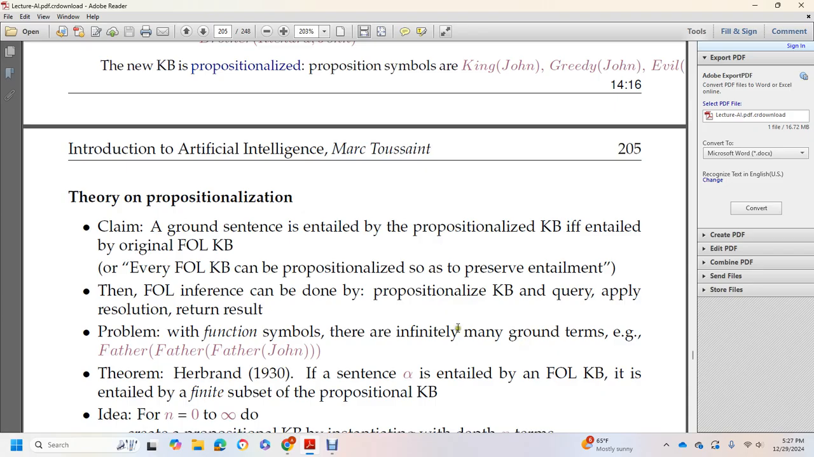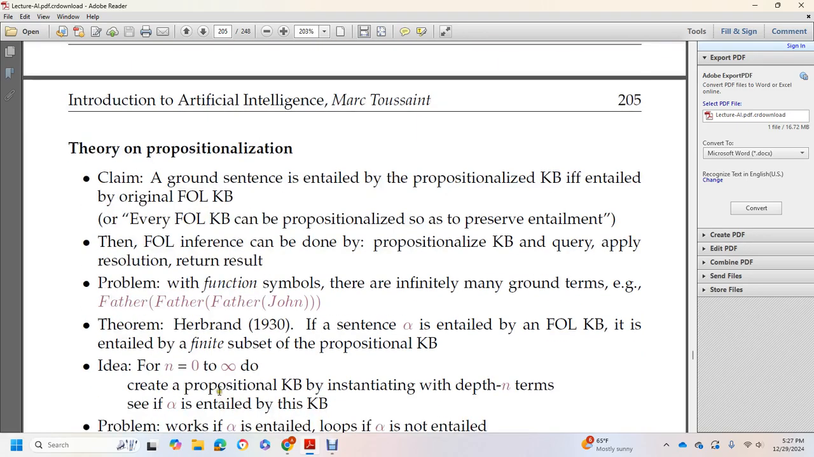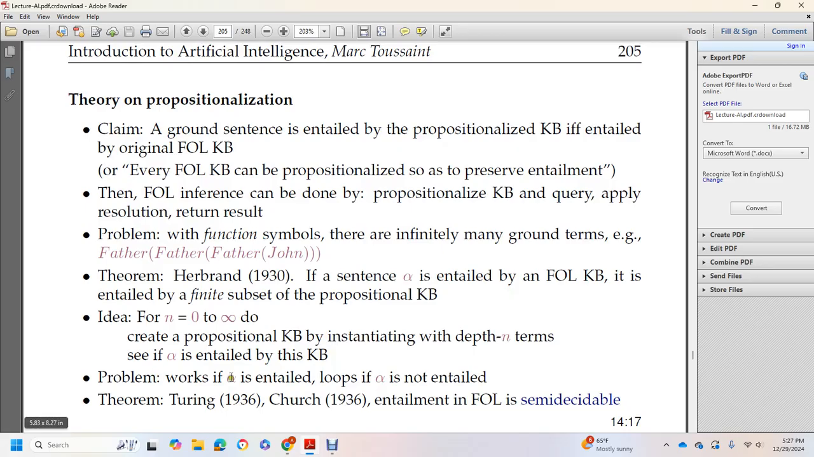Problem: with function symbols, there are infinitely many ground terms, such as Father(John). Herbrand's theorem: if a sentence is entailed by the first order KB, it is entailed by a finite subset of the propositional KB. The idea: for n from 0 to infinity, create a propositional KB by instantiating with terms of depth n, and see if the sentence is entailed. The problem is that this works if the sentence is entailed, but loops if it is not entailed.